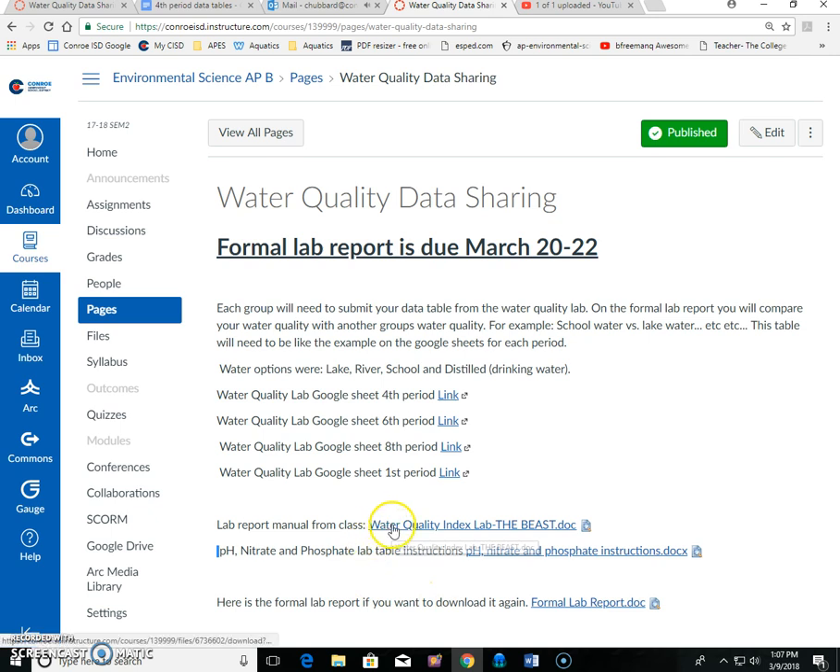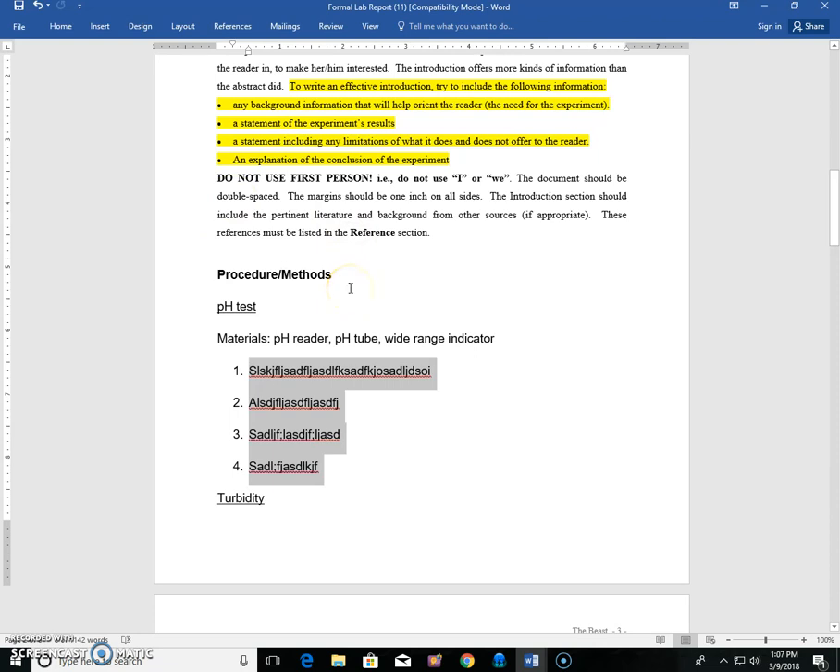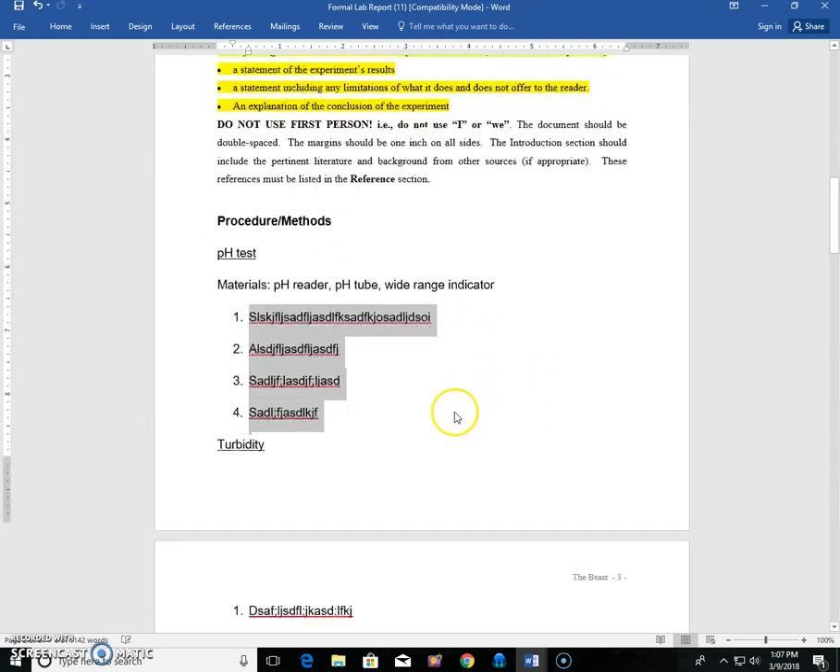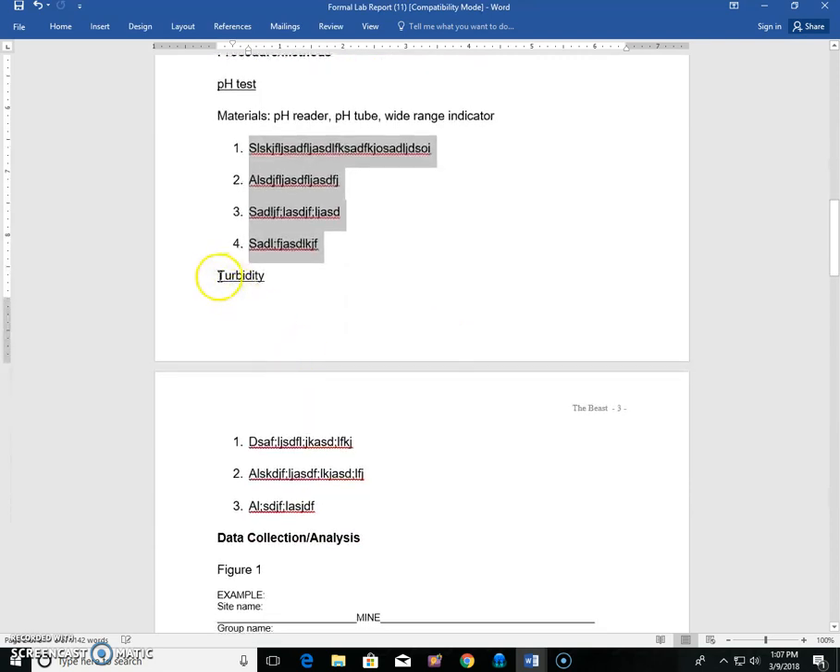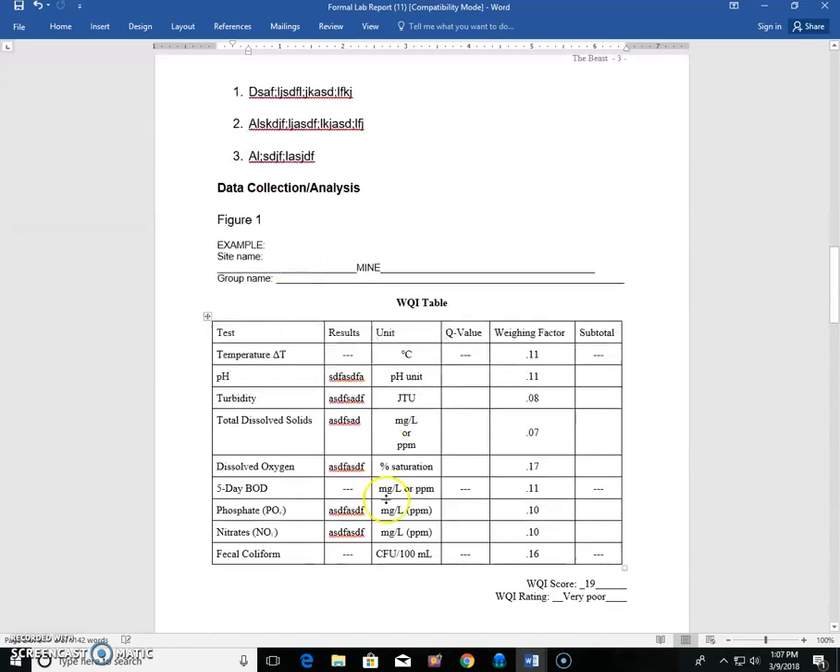I also uploaded the lab report, which was already there, and then also, if you don't want to go digging, the formal lab report document that looks like this is already up there. I made it all one spot for you to use. Okay, and don't forget all the different tests. There are 6 tests you need to do.